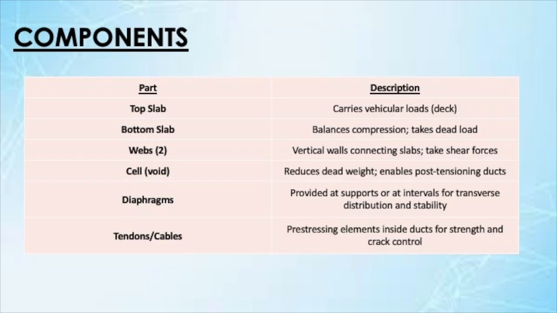Here you can see there is a top slab, which mainly carries vehicular loads. Then the bottom slab balances compression and takes dead load. The two webs usually take shear forces. Vertical bolts connect the slabs, and the voids, the cells inside, reduce dead weight and enable post-tensioning ducts for cables. Post-tensioning cable ducts are inside that. It carries that, and also reduces dead weight.